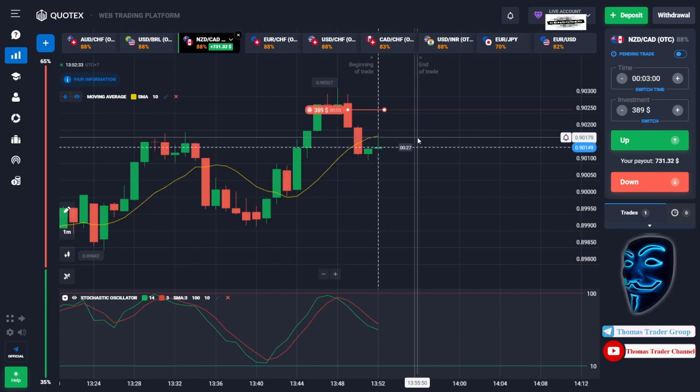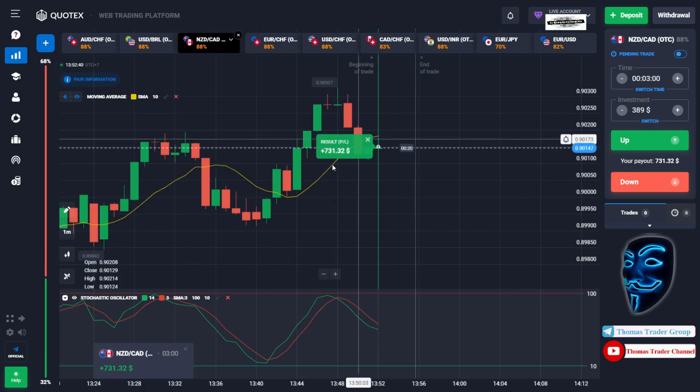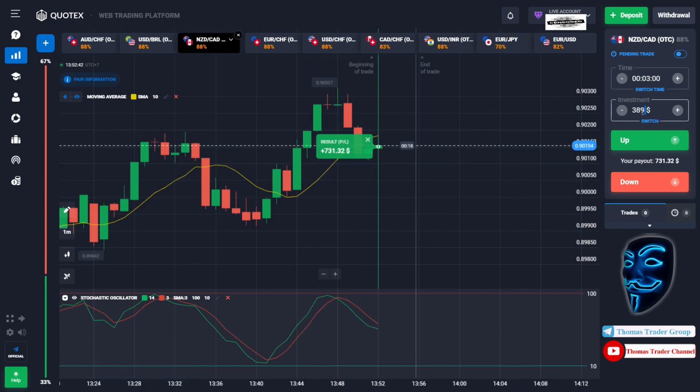Three seconds left and we made a right prediction over here. We made a profit of $731, and let's change our investment into $731, and let's find the other market.